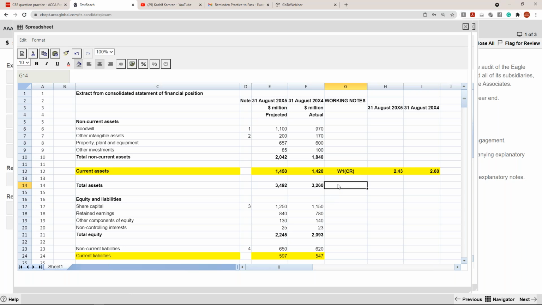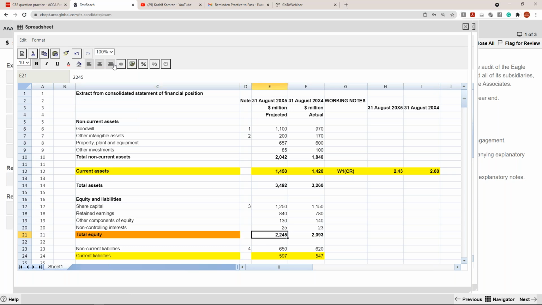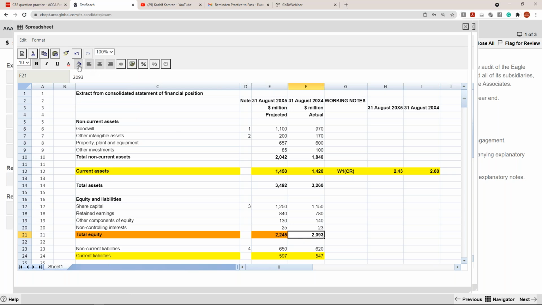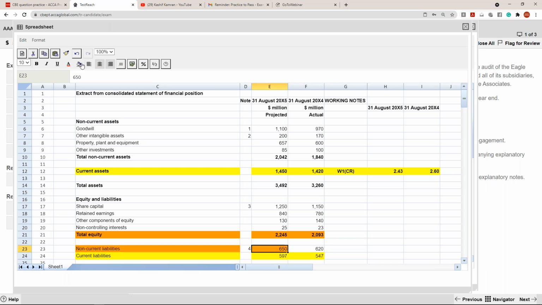Okay, you can find the second ratio. Can you see the total equity given over here? If I can change the color, total equity. Can you see 1245, the current year total equity and the last year total equity? And can you see the non-current liabilities? The non-current liabilities is 650 in the current year and 620 in the last year.